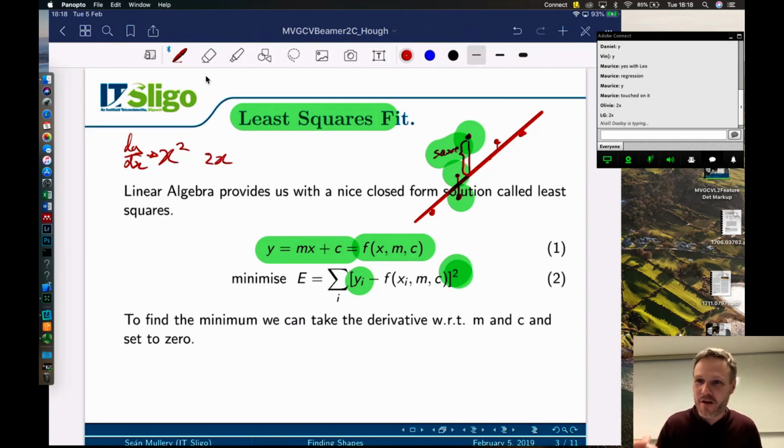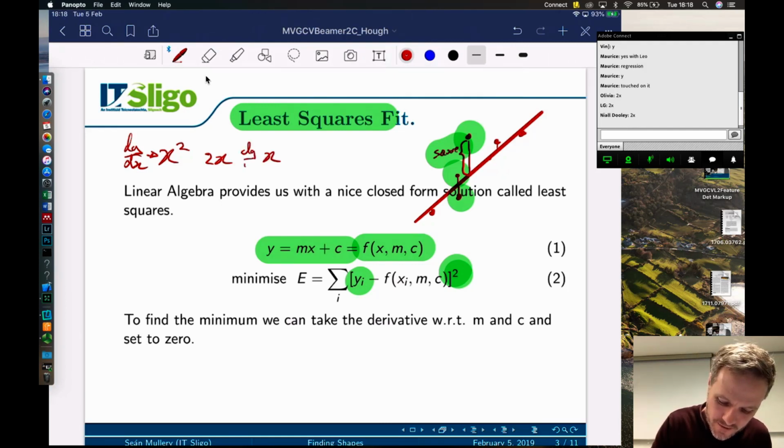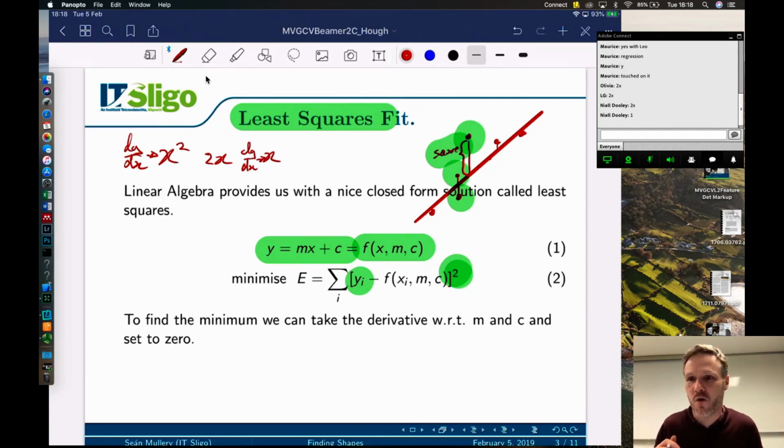Now the thing is, if I just have x on its own and I get a dy/dx of that, what's dy/dx of just x? Yeah, it's just 1, which doesn't tell us a whole lot, because it's just a constant.